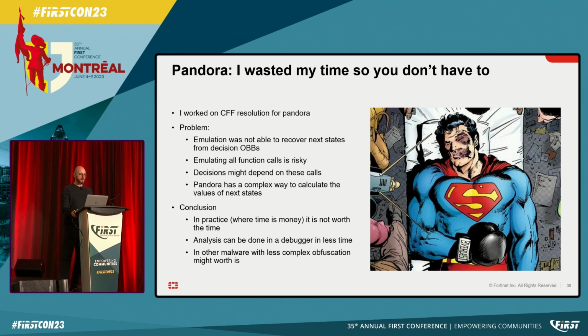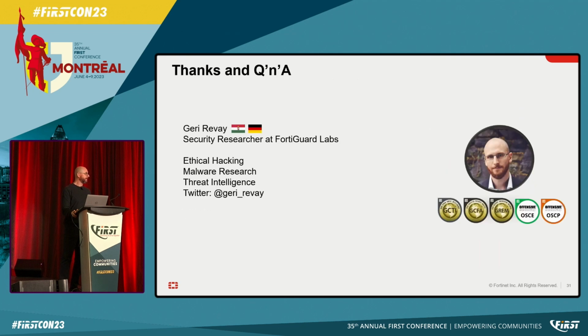All right. So in conclusion, obfuscation is bad. Control flow flattening is bad. Reverse engineering rules. Thanks very much. And if there are any questions, this is the time.